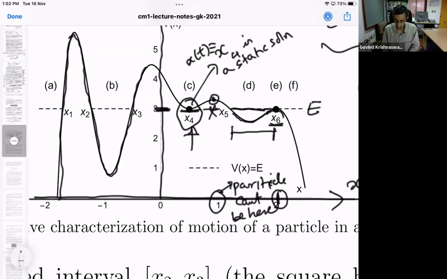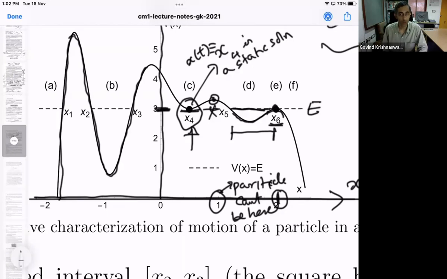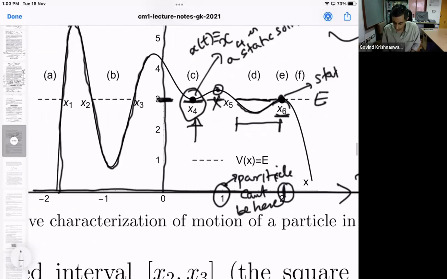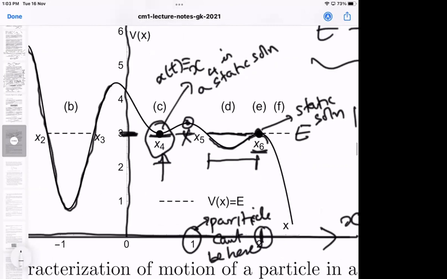Tell me similarly, if the particle began at x6, what it would do? It would also stay at rest. Correct. It would have to start at rest because the energy was equal to potential, so no velocity present initially, and the particle would remain at rest. Okay, so that is another static solution. Now, physically, can you give me some intuition as to how these two static solutions are different? One is in stable position, the other is in unstable.